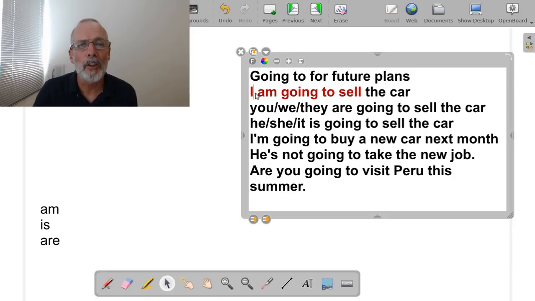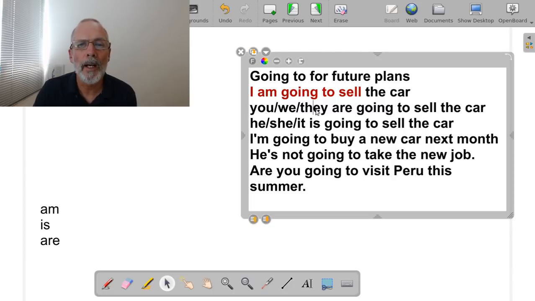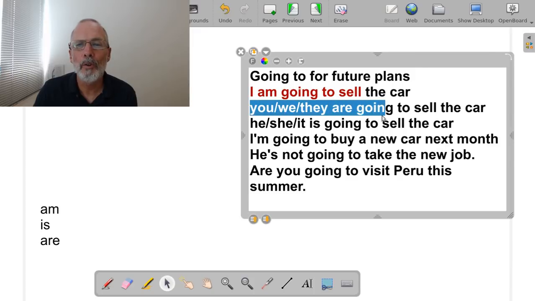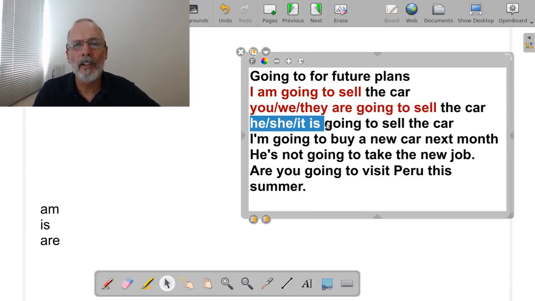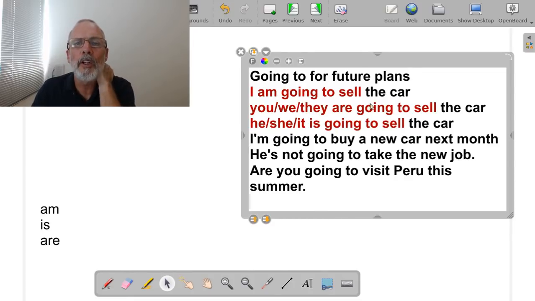The verb be needs to correspond to the subject. So if the subject is you, we, or they, we need to use are. And if the subject is he, she, or it, we need to use is. So this structure, as we saw in the last screen, is used to talk about future plans.